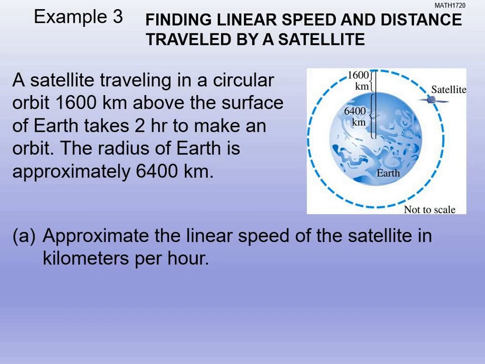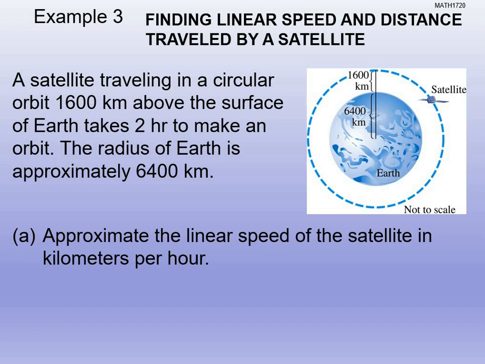All right, last example here. We have a satellite traveling in a circular orbit, 1,600 kilometers above the surface of the Earth. The satellite takes 2 hours to make an orbit. The radius of the Earth is approximately 6,400 kilometers. So we got a nice little picture here. Make sure that you look at the 6,400. That's the radius of the Earth, right? And then the satellite is 1,600 kilometers above the Earth.